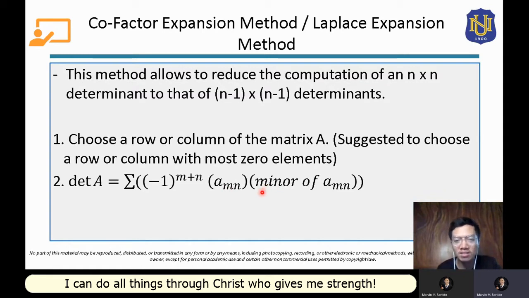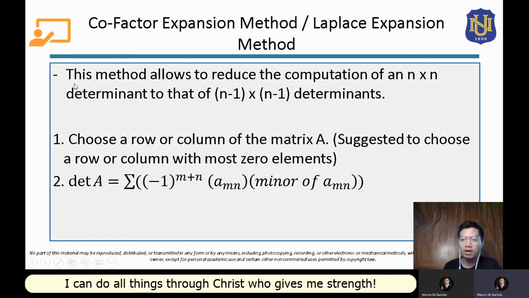What we're going to do is multiply the cofactor of the element a sub mn by the element itself, which is a sub mn. We are going to do that for all the elements from the row or column that we chose. We just have to sum the product of each element and the cofactor of that element.